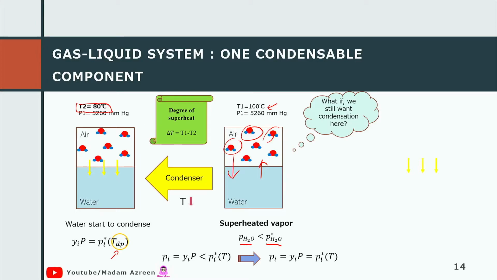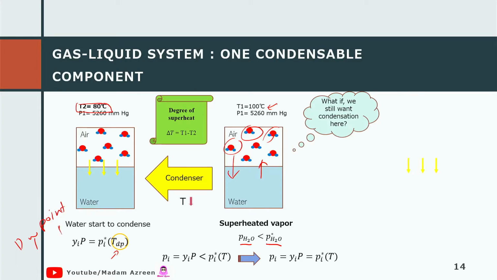Okay, faham ke tak ni? Cara ni ialah kita turunkan temperature menggunakan condenser. Kita turunkan temperature sampailah semua water dalam vapor ni dia condense. Kita turunkan temperature tu sehingga satu masa water start to condense. Bila dia condense tu, temperature itu dinamakan dew point temperature. Dew point temperature.